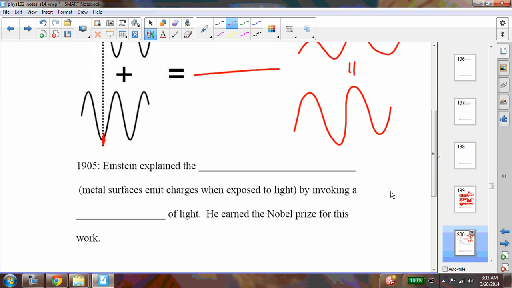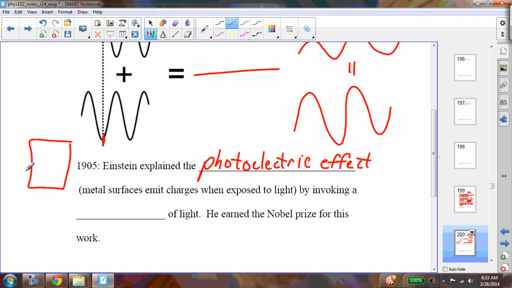Now, in 1905, Einstein came along, and he explained the photoelectric effect. In the photoelectric effect, metal surfaces emit charges when exposed to light. If you have a piece of metal and you shine a light onto it, here's my flashlight, if I shine a light onto this piece of metal, then electrons from the metal will jump off.